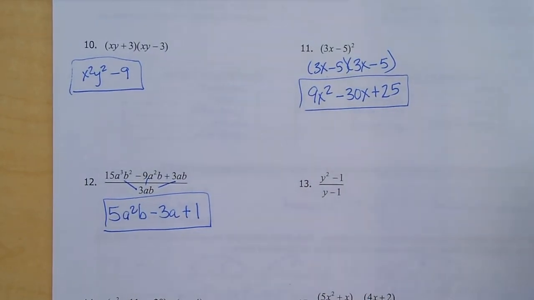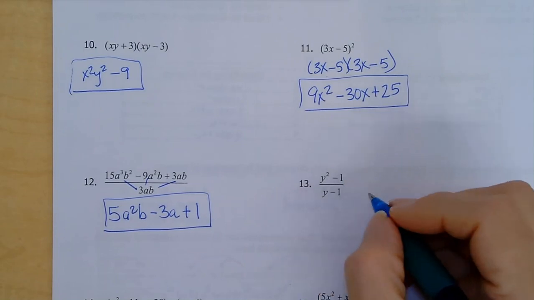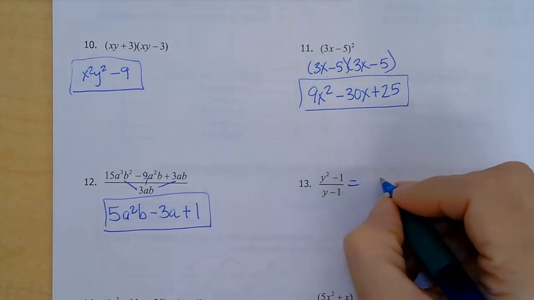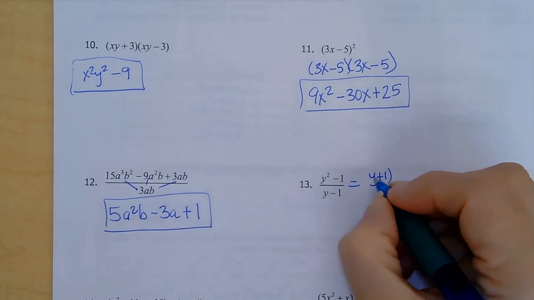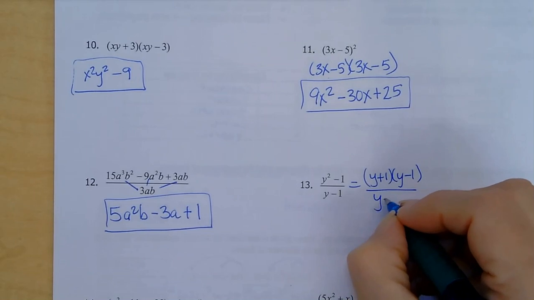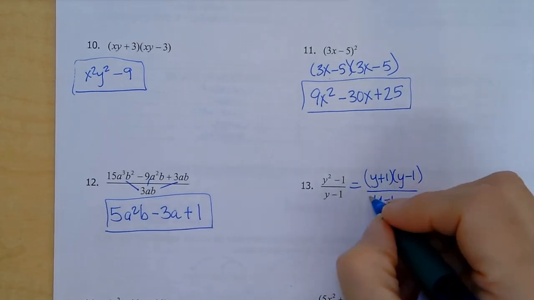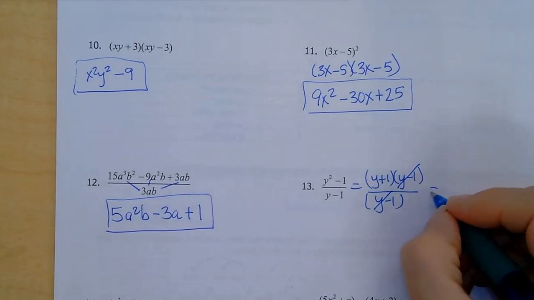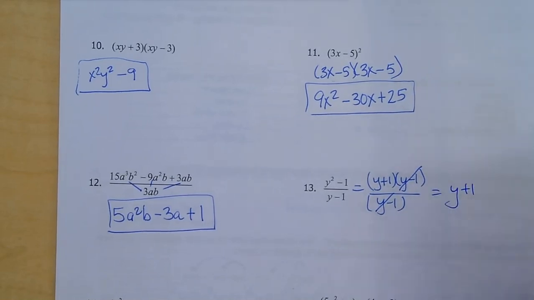Y squared minus 1? Well, well, well, what do we know about y squared minus 1? It is a difference of squares. So I know that that equals y plus 1 times y minus 1, right? It's still over y minus 1, but the reason this helps is I can see that anything divided by itself is just 1, so my answer is y plus 1.